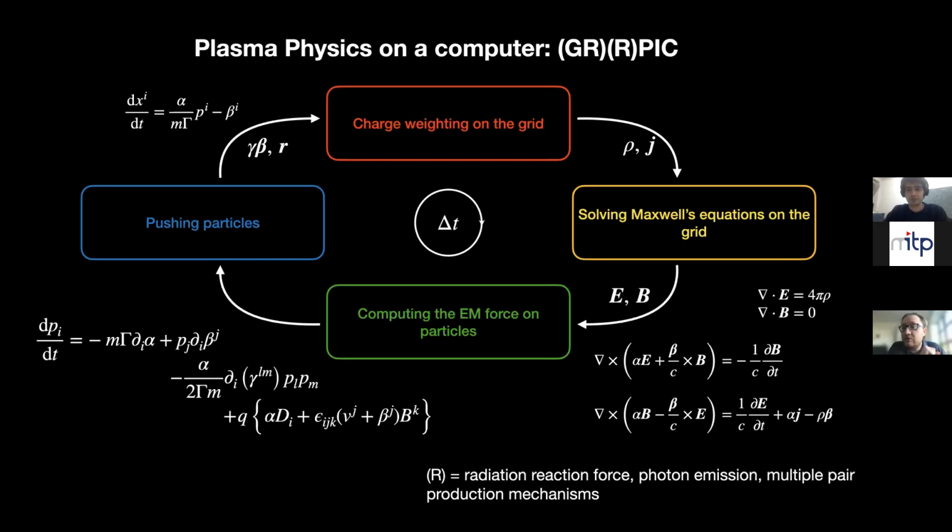You can find out the currents and charges from these particles and solve Maxwell's equations. Then you can recompute the electromagnetic force acting on these particles. You can then push the particles again and find the new currents and charges to recreate your electromagnetic field. So this happens every time step, and this is how the simulation goes. In terms of assumptions, there are no assumptions here. You're modeling all the scales appropriate in the problem.